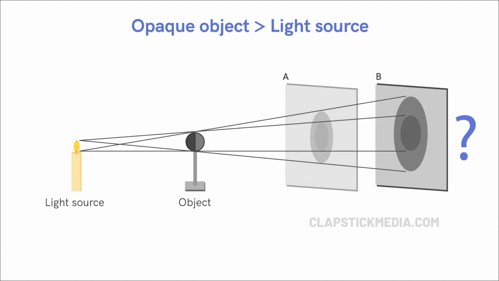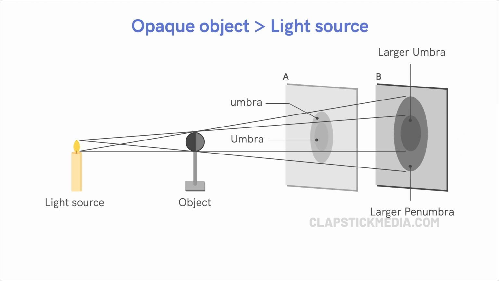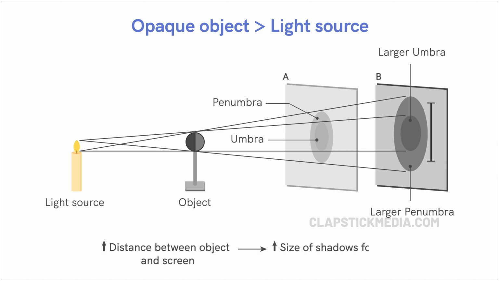What do we observe? We observe that the sizes of the umbra and the penumbra become bigger and bigger. In simple words, when the opaque object is bigger than the extended source of light, then as the distance between the object and the screen increases, the size of the shadows formed also increases.